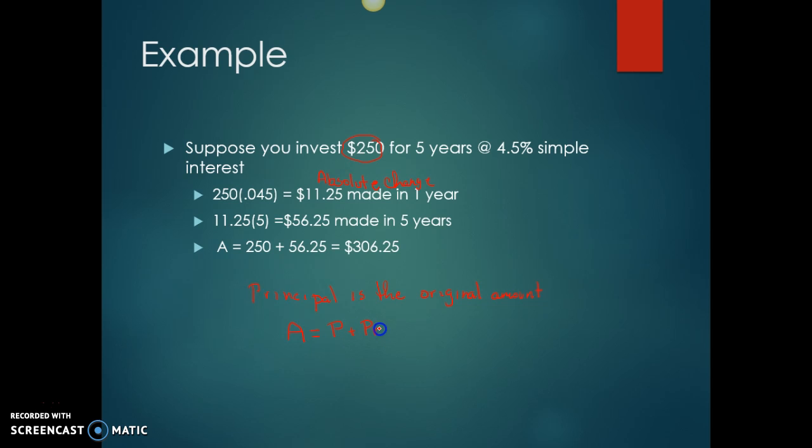So a formula that we can use for simple interest is just A equals the principal amount plus the principal times the rate in which we're doing that. That's the 250 times 0.045 times however long we're doing it for. So this would be the simple interest formula.